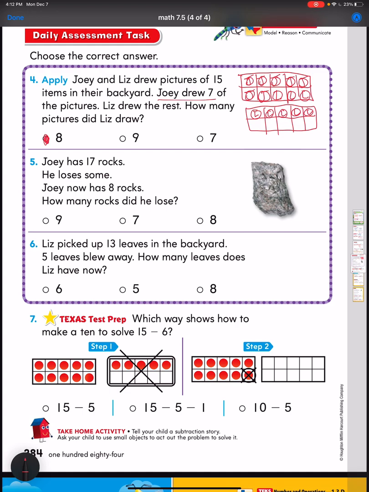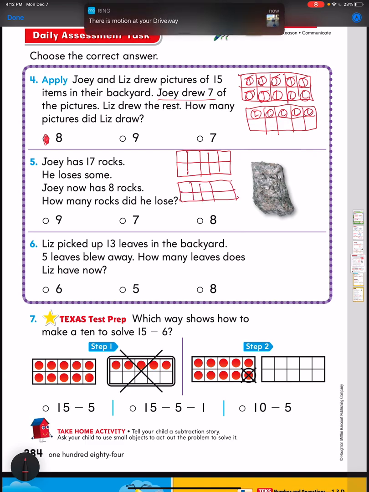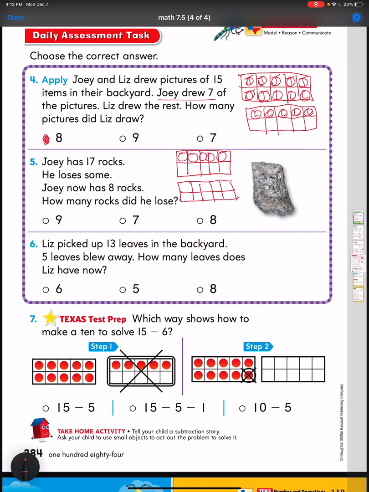All right. Joey has 17 rocks. He loses some. And now Joey has 8 rocks. How many rocks did he lose? So here's how I would solve this. So I would draw my 10 frames out, just like this. I know he has 17. He has 17 rocks. So there's 5, 6, 7. So there's Joey's 17 rocks.